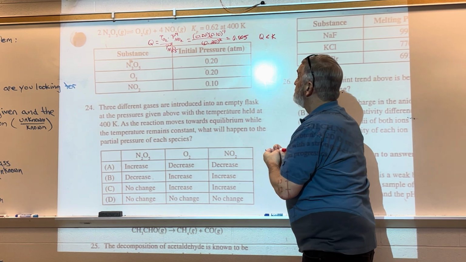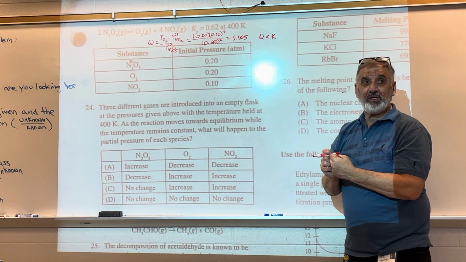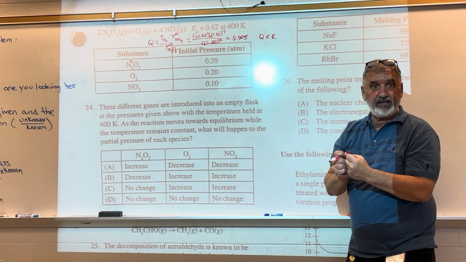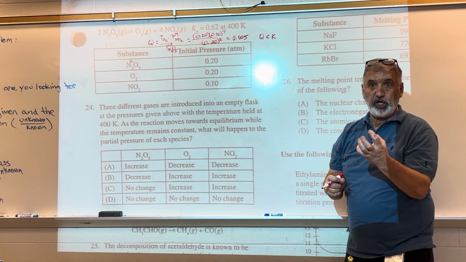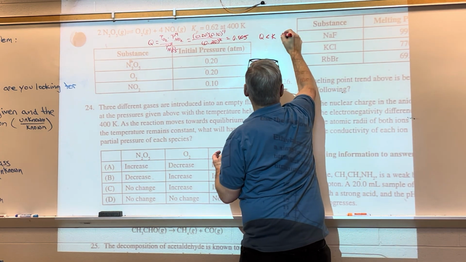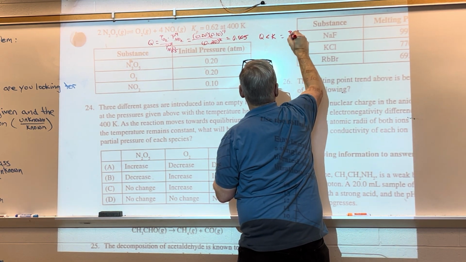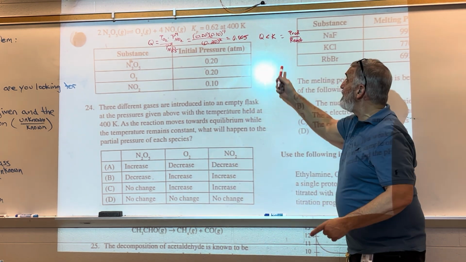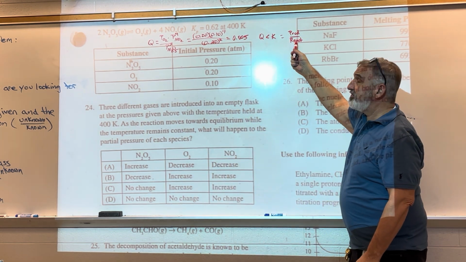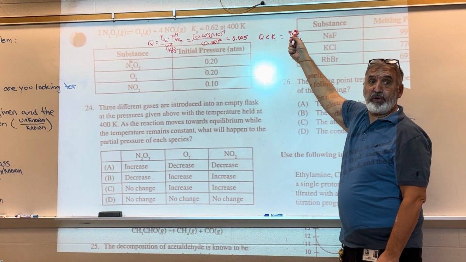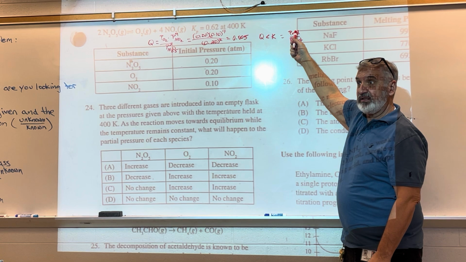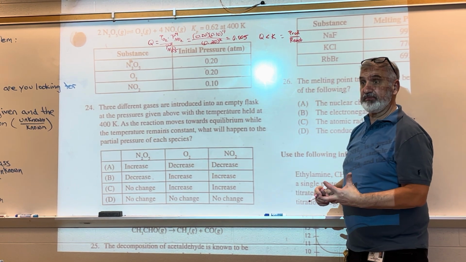Shift left, shift right. Right, there being more product. Q is less than K. I need to make Q bigger. It's products over reactants. So right now, Q is less than K, so if you have too many reactants and not enough products, I need more products. I need Q to get bigger, to equal K, to get back to equilibrium.